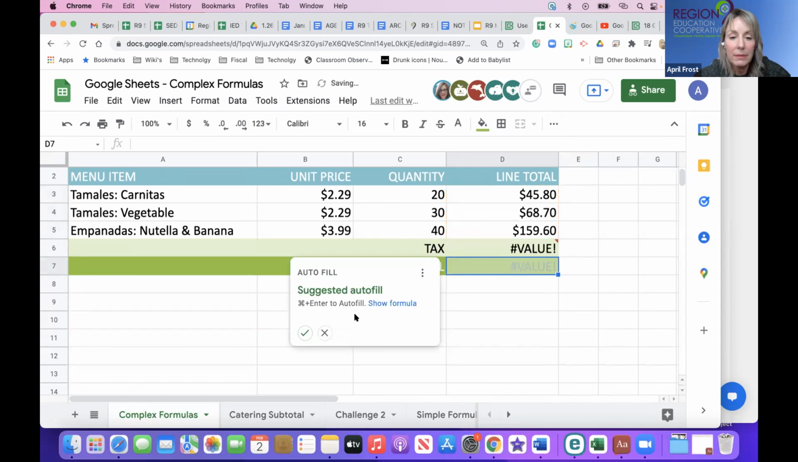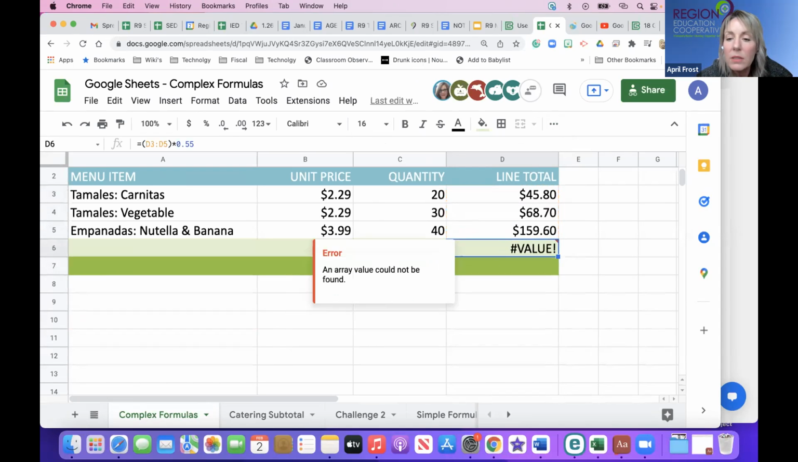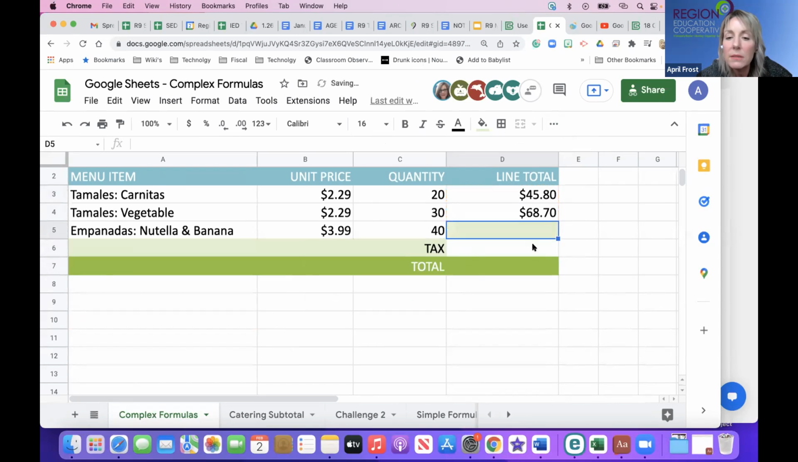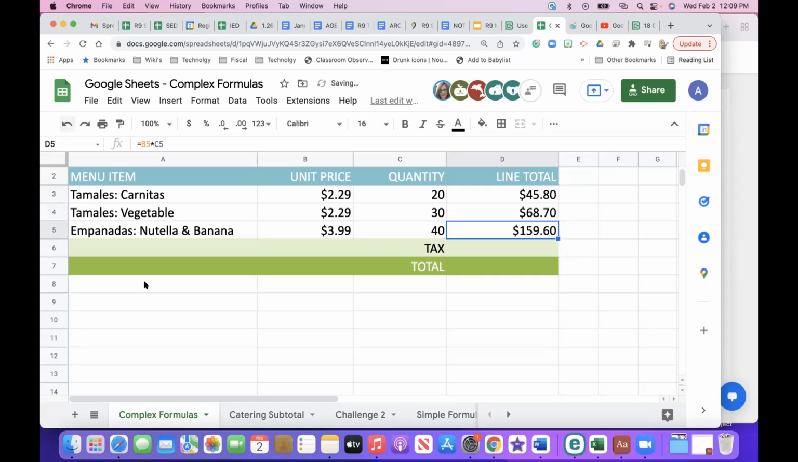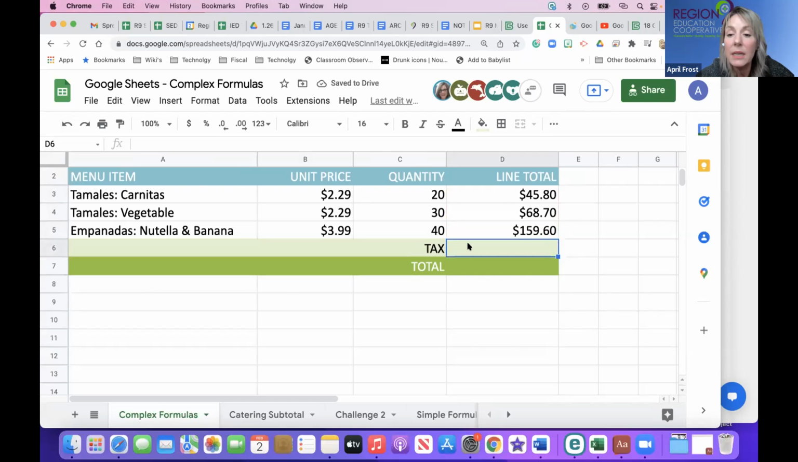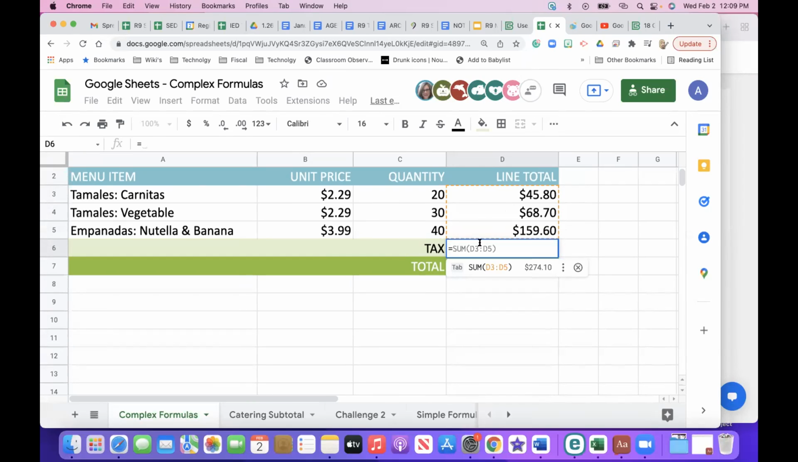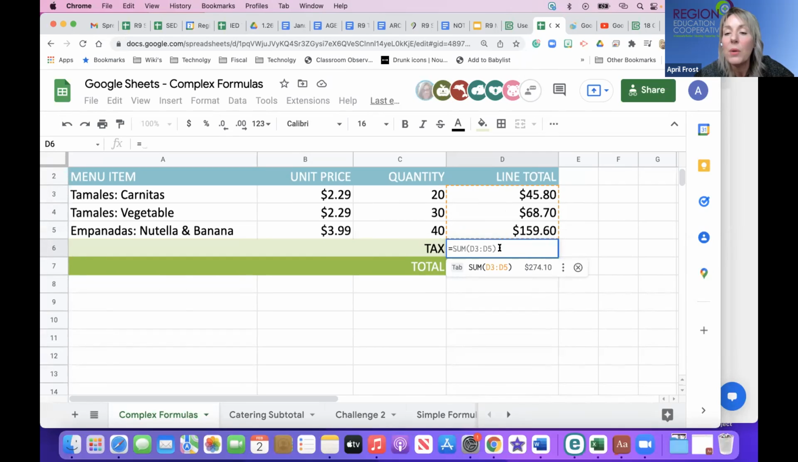Oh, suggested autofill, no. It didn't work. Why didn't it work, you guys? What did I do wrong? I think you need your sum. I need my sum. Okay, so is that Carmen? Yes. Okay, so I needed to put the word sum in. Is that what you're saying to me?